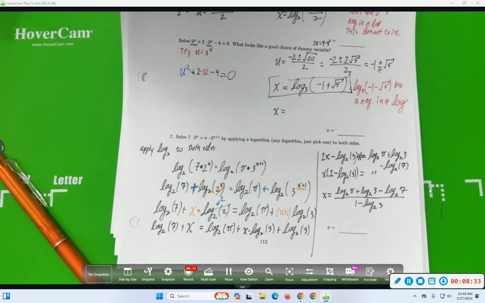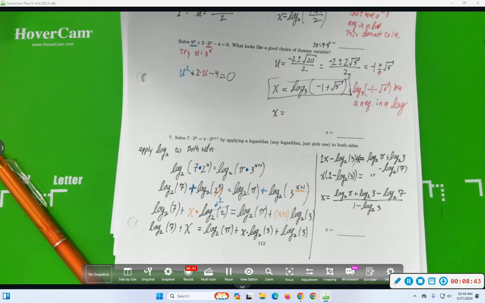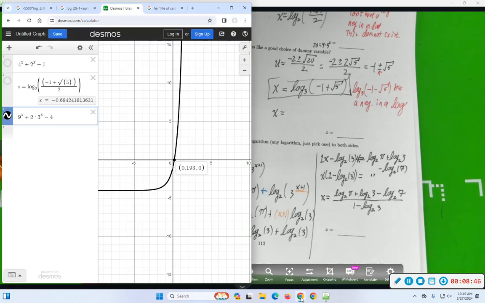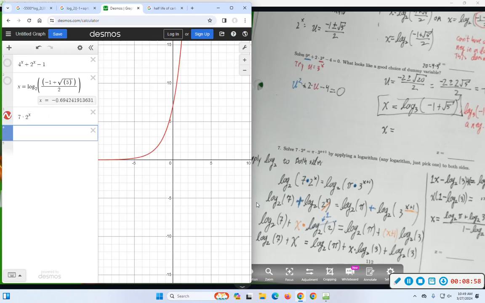Let's graph the original equation. So I guess graph both sides of that equal sign, and then get a decimal approximation for this thing. So, let's do that. 7 times 2 raised to the x. I want to know when that is equal to pi times 3 raised to the x plus 1. That plus 1 is in the wrong place.